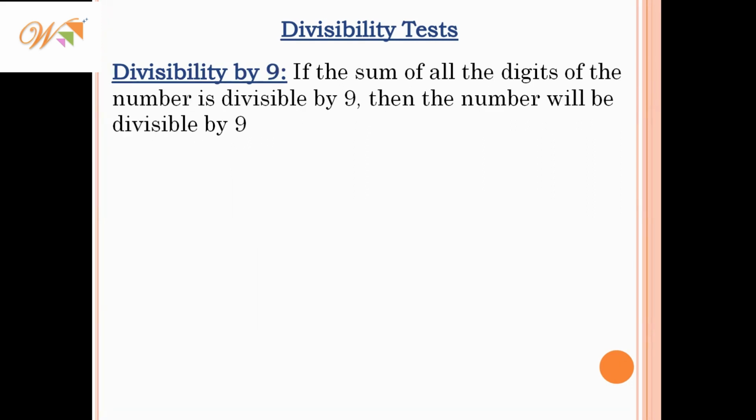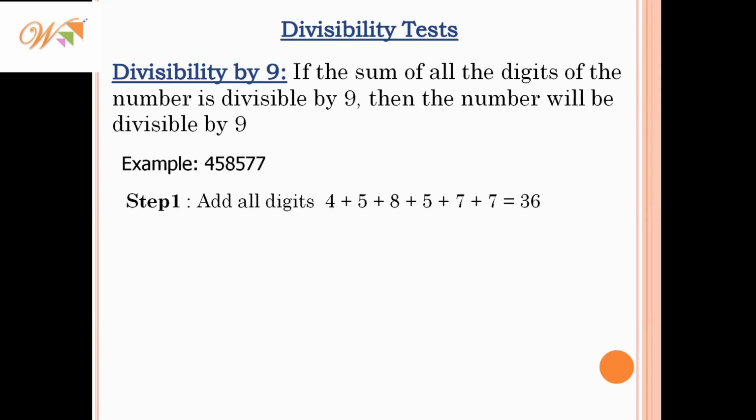Divisibility by 9. Divisibility test by 9 says if the sum of all the digits of the number is divisible by 9, then the number will be divisible by 9. So, divisibility test of 9 and 3 are the same. It says if the sum of the digits is divisible by 9, then the full number will be divisible by 9. For example, 458577. Let's add all the digits. So, 4 plus 5 plus 8 plus 5 plus 7 plus 7 gives me 36.